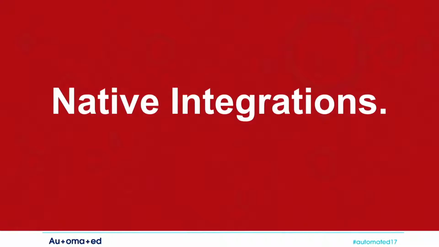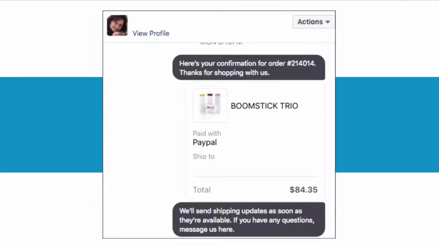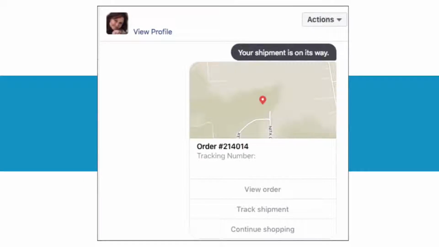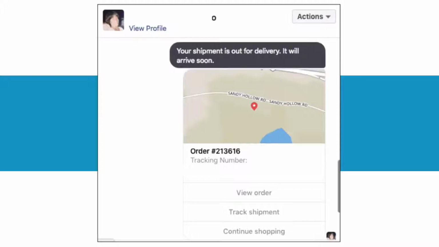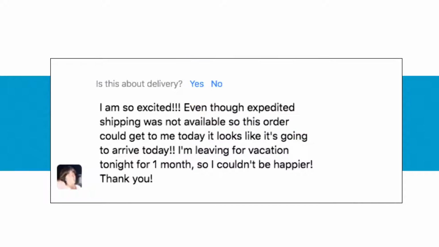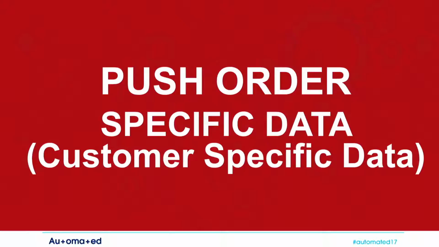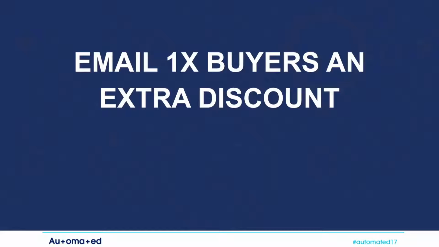another cool thing about Facebook Messenger is that you're going to get native integrations coming, natively integrated to all your different CRMs and stuff. For us, we can send order data where we can say, hey, your order's been shipped and here's your tracking number, and your shipment's out for delivery, and then people will respond and say, I'm super excited and all that kind of stuff. So you can push order specific data with customer specific data, and that's coming for Facebook Messenger.